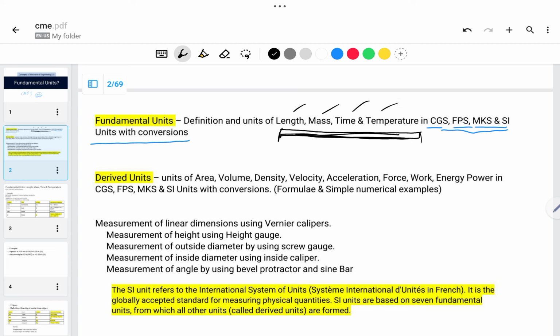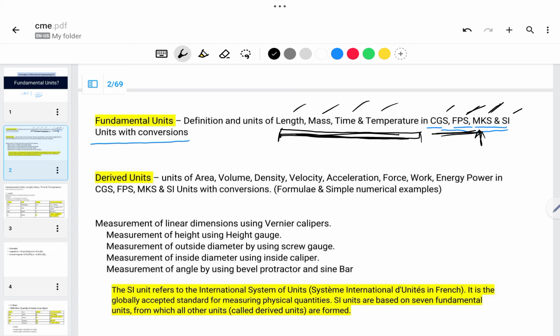These are measured in terms of CGS, FPS, MKS, SI units. Here centimeter, gram, second; or in terms of FPS, foot, pound, second; meter, kg, second is called MKS. So these terms can be measured in different standards also.